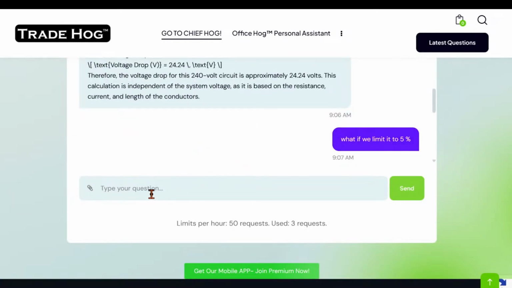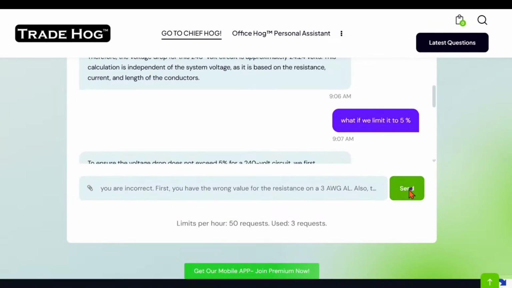I'm going to say, you are incorrect. Okay, so I'm a challenging person. I'm going to say incorrect. First, you have the wrong value for the resistance on a 3 AWG aluminum. Also, the voltage drop is 9.67 volts. So your math is way off. Okay, I just want to see how she cusses me out or he cusses me out. Let's see here.